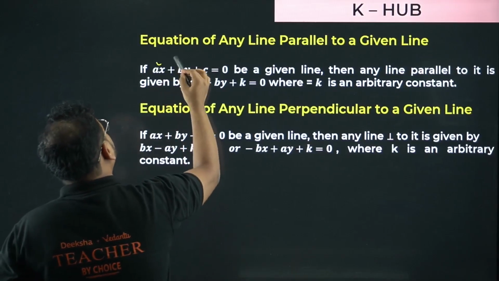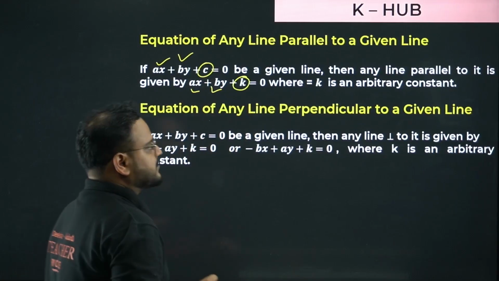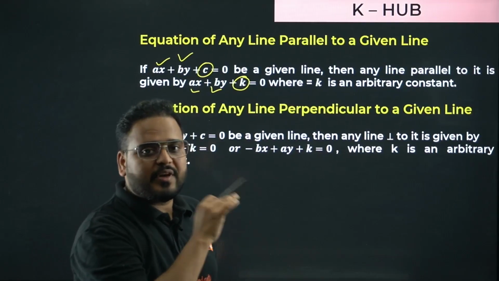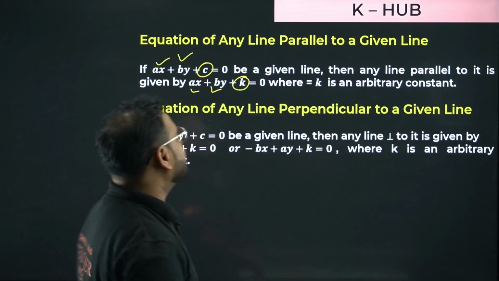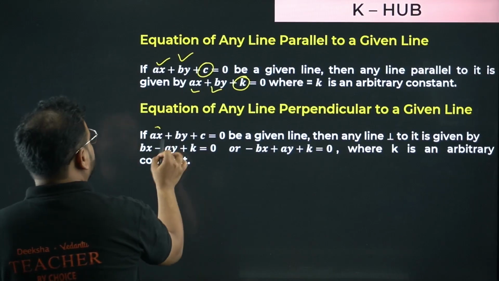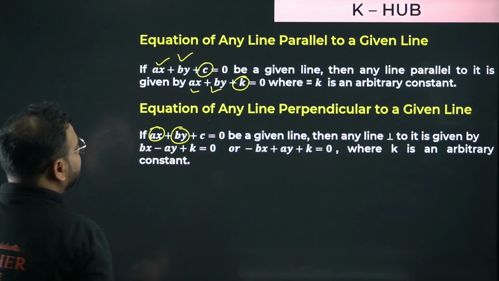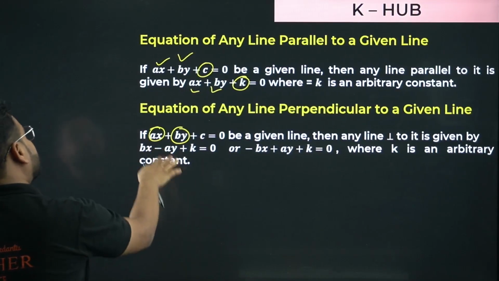This coefficient will remain same, ax by, only the constant will change, c and k. The coefficients of x and y will remain same in case of parallel lines. Only the constant part will change. In case of perpendicular, of course, the slope itself will change. Please check over here: ax + by + c, and in this case we have minus ay plus k. Sorry, bx minus ay plus k.